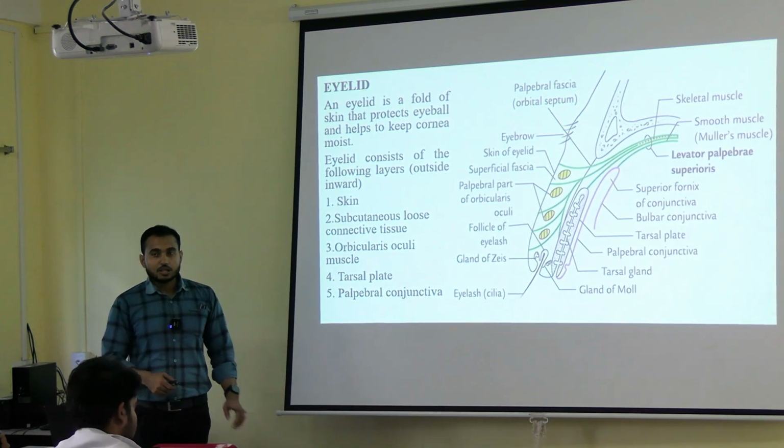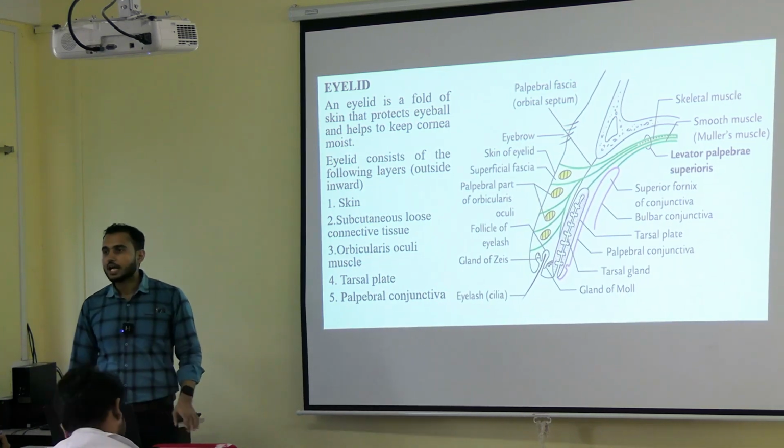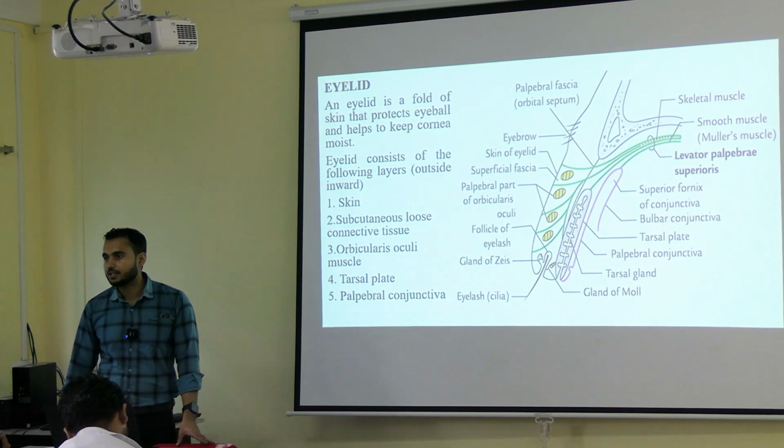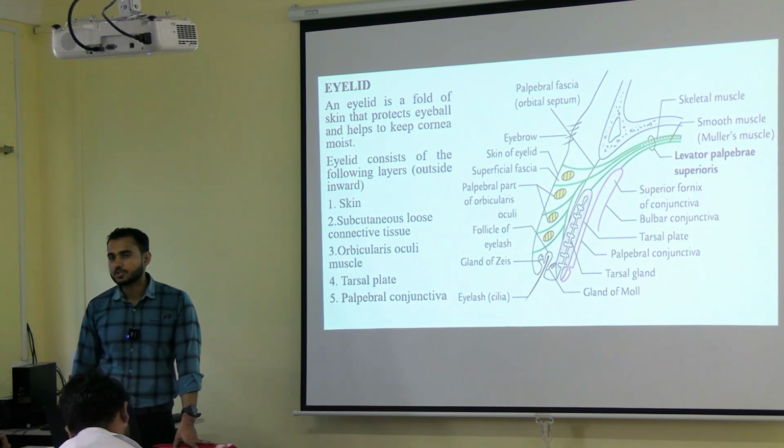Now another important thing which is present in the upper eyelid, which is not there in the lower eyelid, is the attachment of one muscle. Which muscle is this?